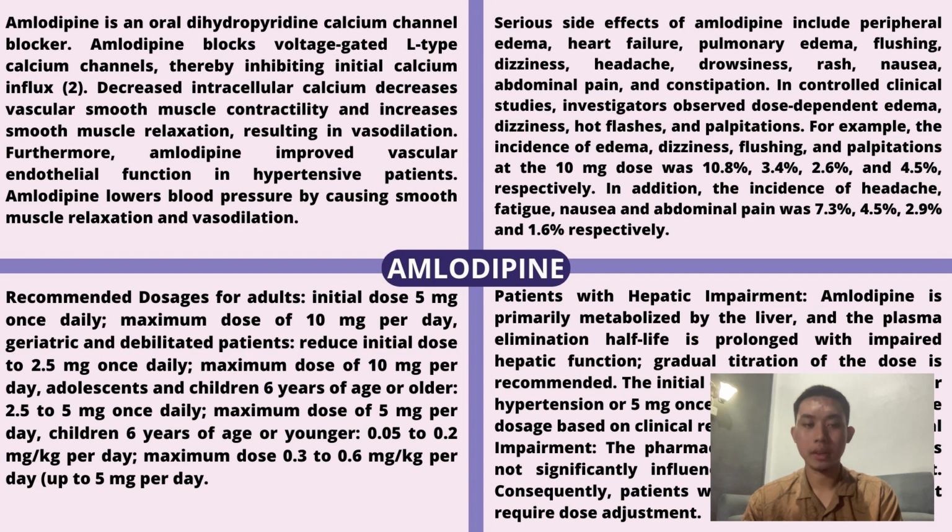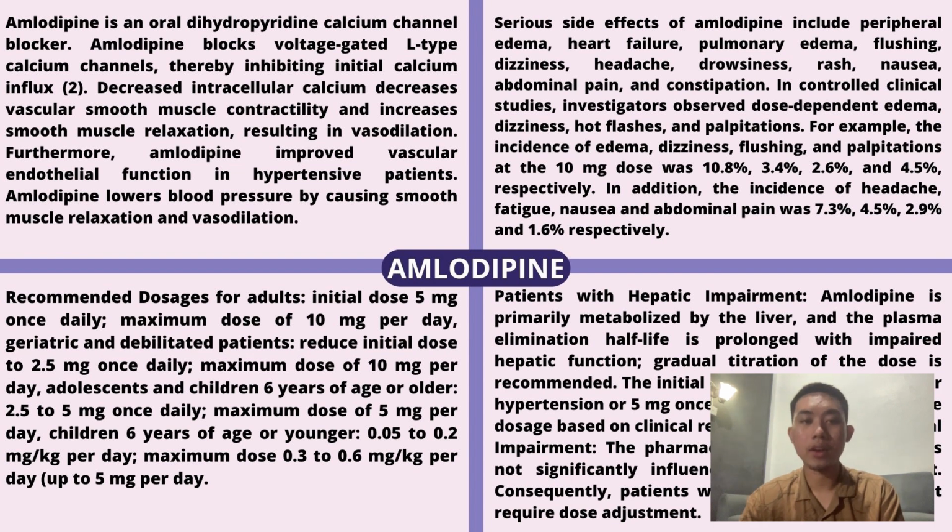when using amlodipine. First, amlodipine is an oral dihydropyridine calcium channel blocker. Amlodipine blocks voltage-gated L-type calcium channels, thereby inhibiting initial calcium influx, decreasing intracellular calcium, decreasing vascular smooth muscle contractility, and increasing smooth muscle relaxation, resulting in vasodilation. Furthermore, amlodipine improves vascular endothelial function in hypertensive patients. Amlodipine lowers blood pressure by causing smooth muscle relaxation and vasodilation.